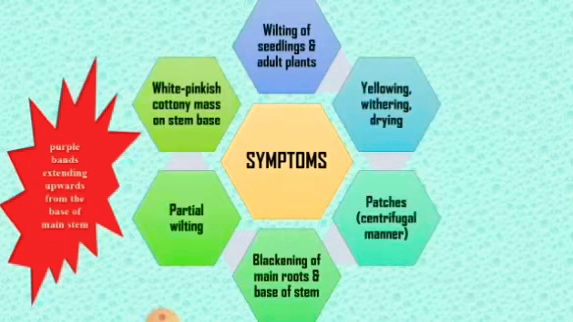It is not mandatory that the complete plant has to be dried. There can be partial wilting, and Fusarium is very specific in forming a pinkish cottony mass on the base of the stem. Where there is blackening, there will be a pinkish cottony mass too, and there may be purple bands.